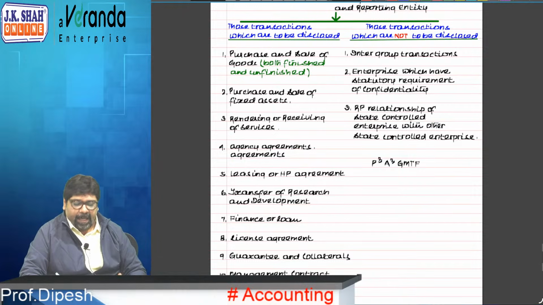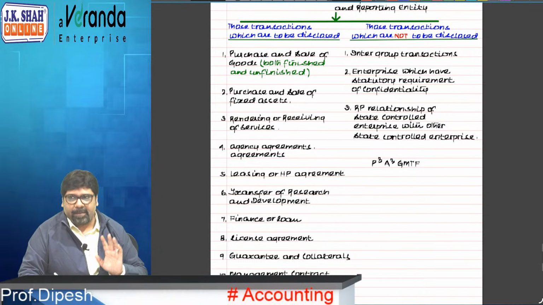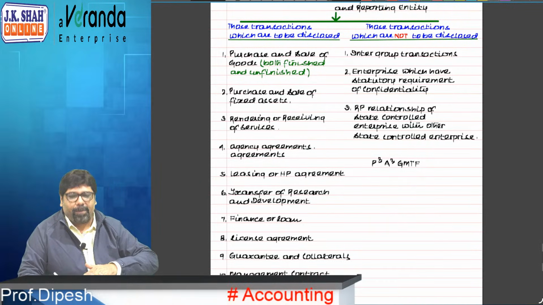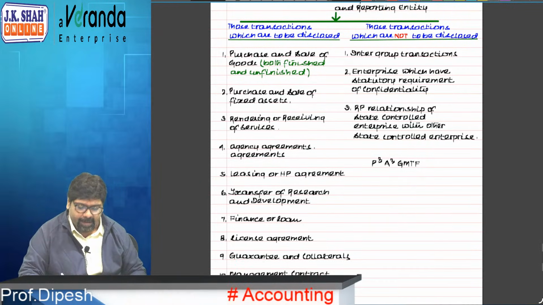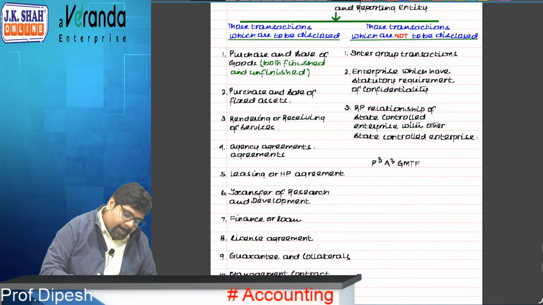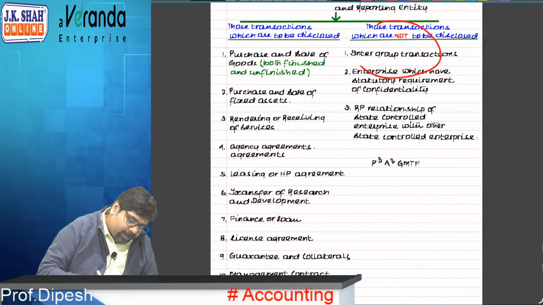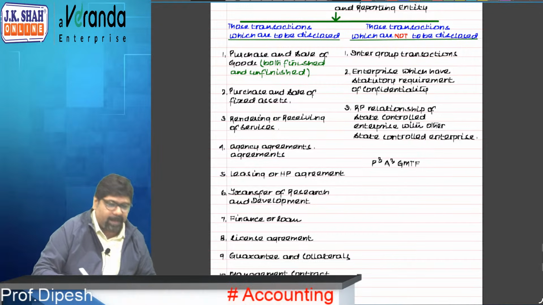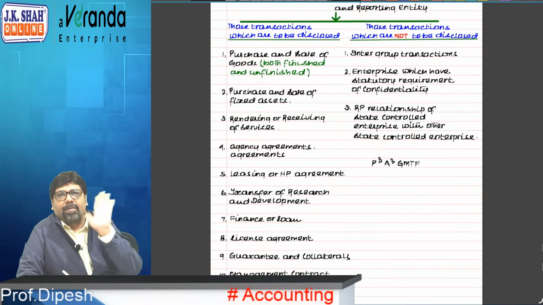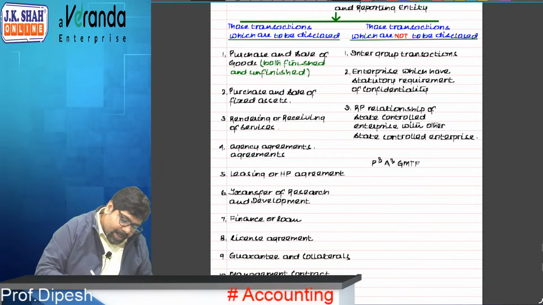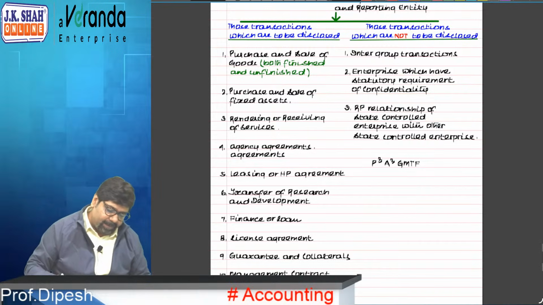Yes. Transfer of research and development, okay. Finance or loan along with collaterals, guarantee and collaterals. Those are not to be disclosed in case of holding and subsidiary. Intergroup transaction, enterprises which have statutory requirement, they cannot disclose. Bank. Related party relationships of state control, government controlled entities.